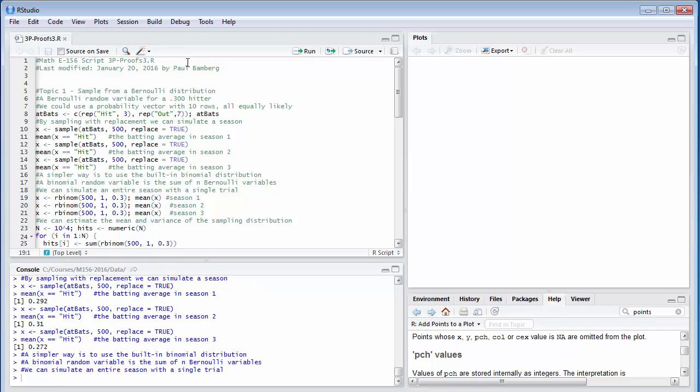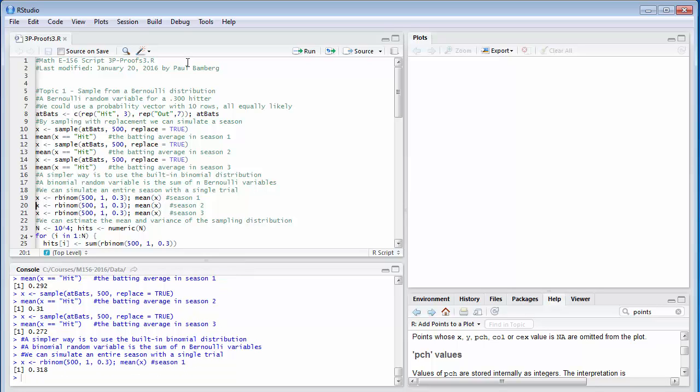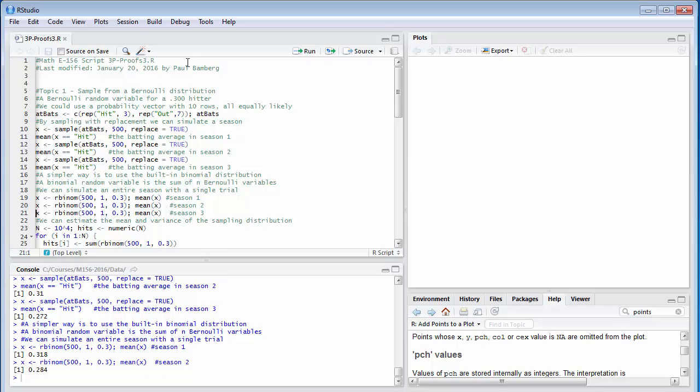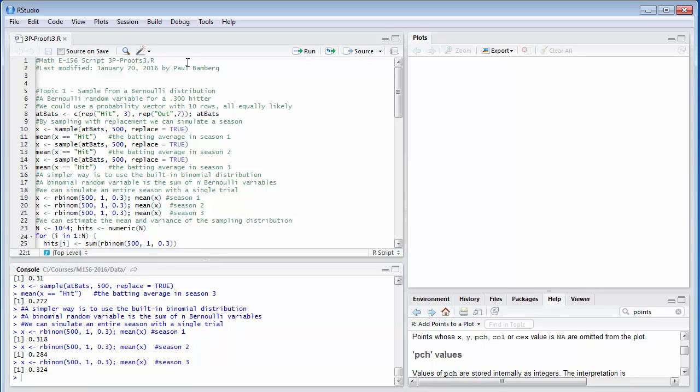Here's an easier way to do the same thing. We use the rbinom function. Remember, that generates random, R for random, samples from a binomial distribution. It gets 500 samples, and the probability of success is 0.3, and the 1 means 500 samples of size 1. So there's our x, and when we take its mean, it's .318, .284, .324. This is working the same way.